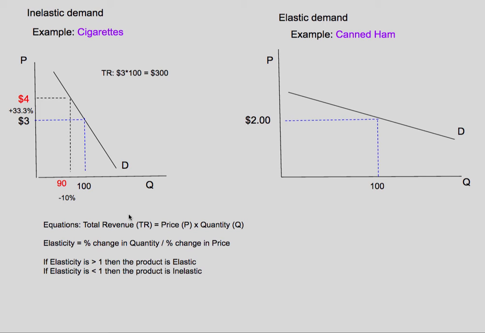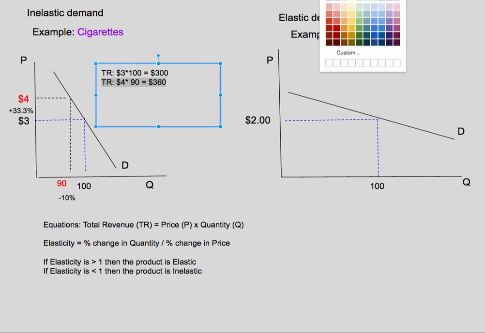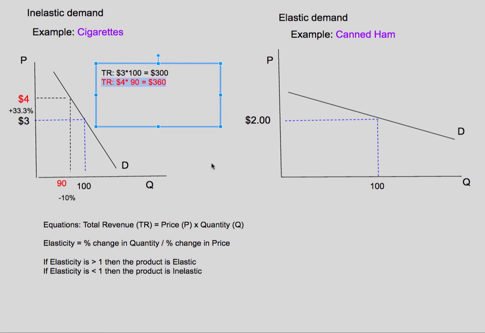So let's see what happened to our total revenue. Our total revenue now is $4 times 90 equals $360. Notice that the total revenue has increased from the price increasing. And I will change the color to match the calculation we just did here.